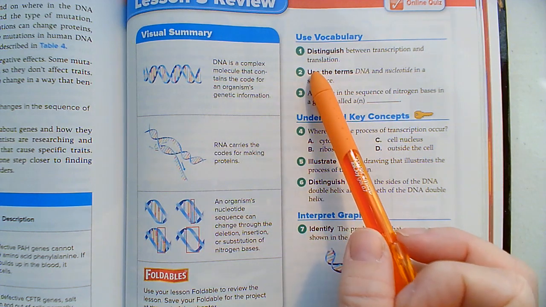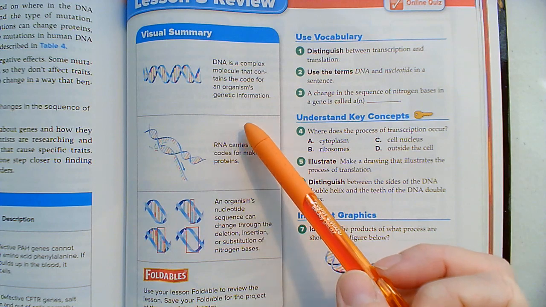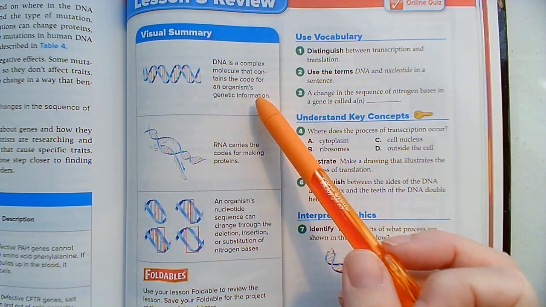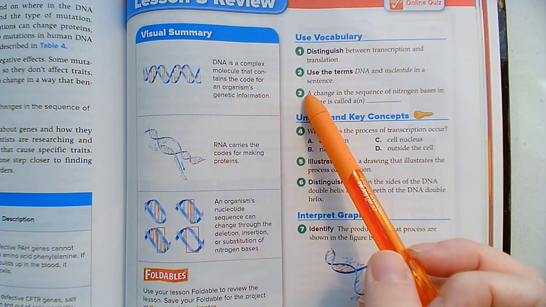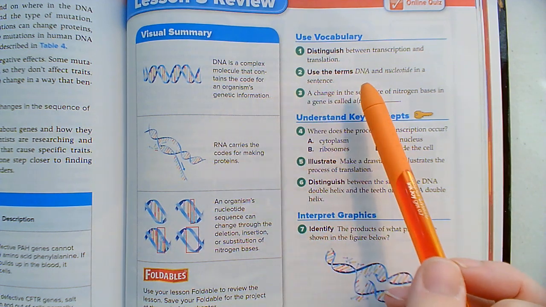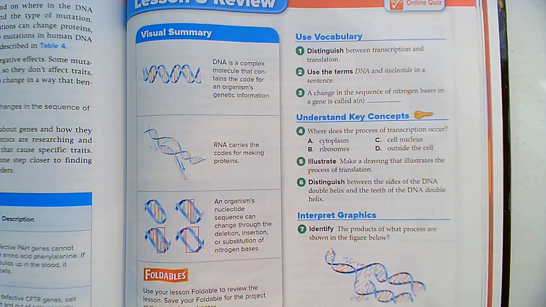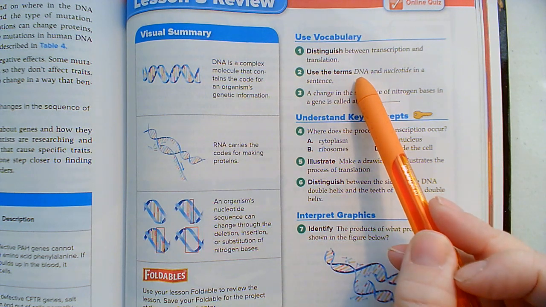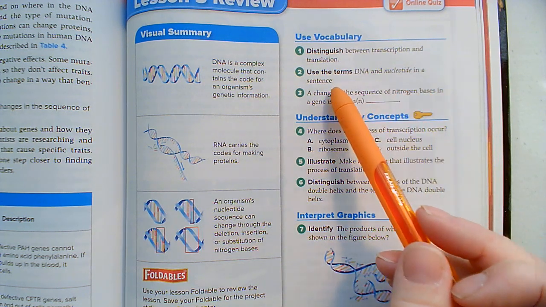Okay, so remember, translation is taking in the messenger RNA by the ribosomes and creating another form going out, which is the amino acids. So transcription is the process of making messenger RNA from DNA, and translation is the process of making a protein from messenger RNA. Number 2, use the terms DNA and nucleotide in a sentence.